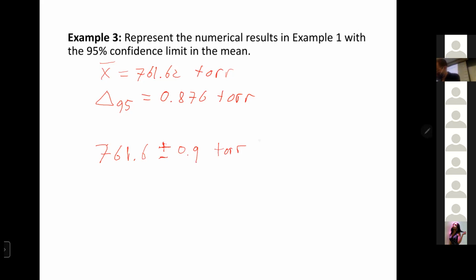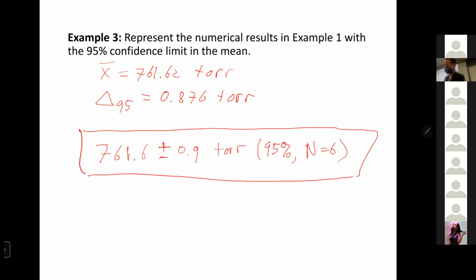Okay, and if we wanted to be really explicit, we could also write this is the 95% confidence interval, and it was obtained with n equals 6. Okay, so this would be a final result that you could report in your lab report if you made this measurement.